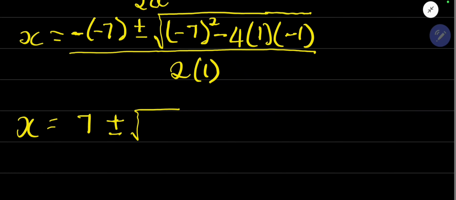Only take your calculator and dial open bracket minus 7, close the bracket, square it, minus 4, open bracket 1, close the bracket, open the bracket minus 1, close the bracket. And then minus 7 squared is 49, right? And then minus 4 times 1 times minus 1 is going to give you 4. So 49 plus 4... it's going to give you 45. I hope I'm making sense. Then you divide throughout by 2. Why 2? Because 2 times 1 is 2.